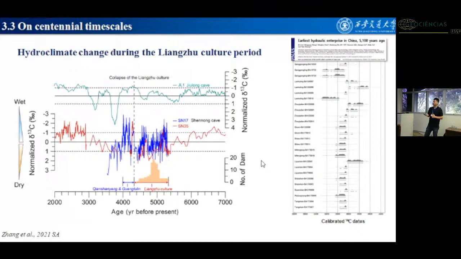This orange column is the dam reconstruction by the Liangzhu people. It uses carbon-14 dating. It shows this dam was built starting 5.3 thousand years ago and stopped at 4.4 thousand years ago, because this period is an extreme dry period. After that, at 4.3 thousand years ago, it changed from extreme dry to extreme wet.